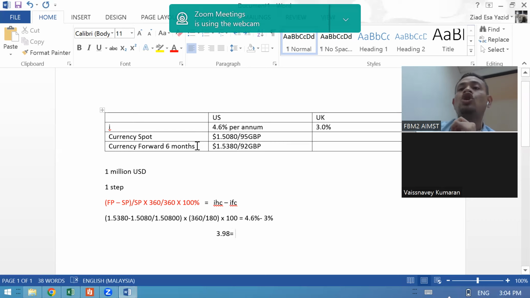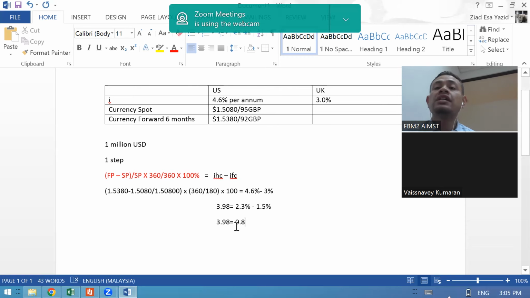So that means the 4.6 we need to divide by 2. 4.6 divided by 2 is 2.3%. Minus 1.5%. So you get 3.98 equals 2.3 minus 1.5, which gives 0.8. So obviously you can make a profit, because 3.98 is not equal to 0.8.